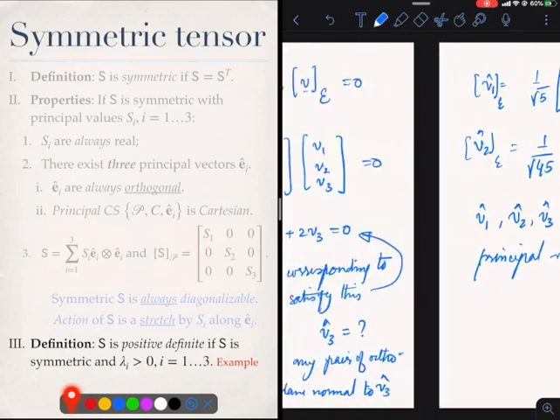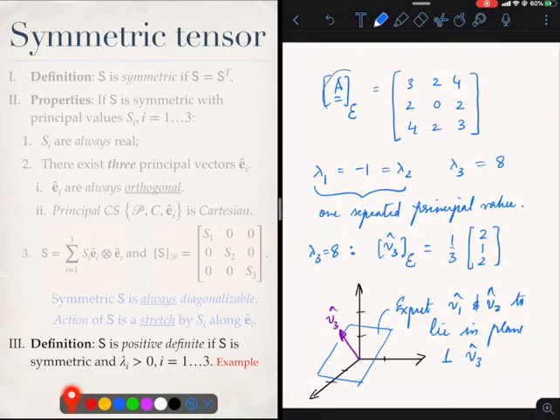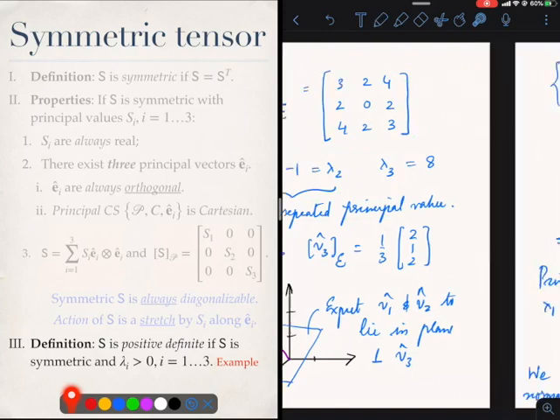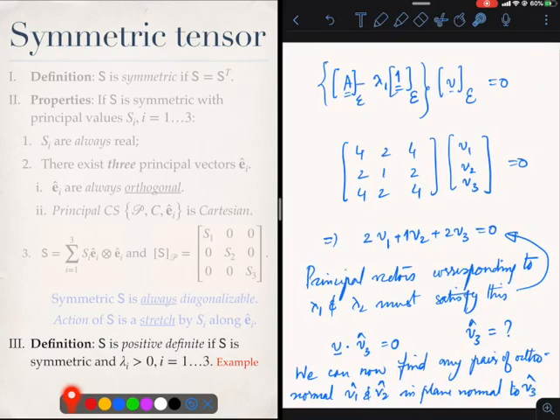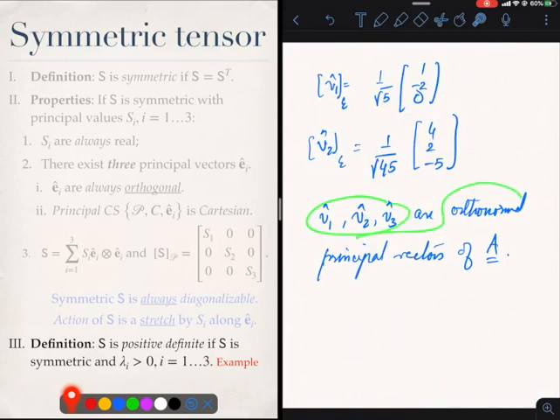So you have seen something very interesting. You began with a symmetric tensor. It had one repeated principal value, but you did not worry. You were able to find a set of three orthonormal principal vectors of A. And these orthonormal principal vectors of A can now define the principal coordinate system of A. This principal coordinate system of A can then be used for diagonalizing this tensor. Okay, all right.